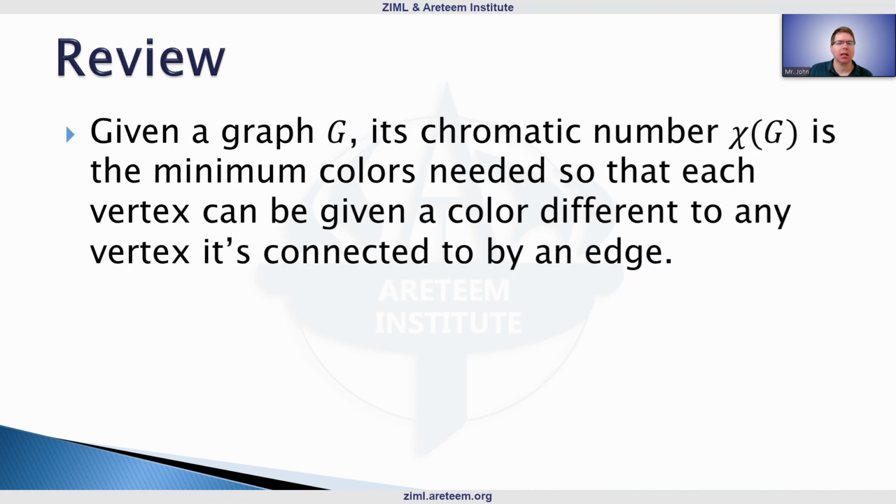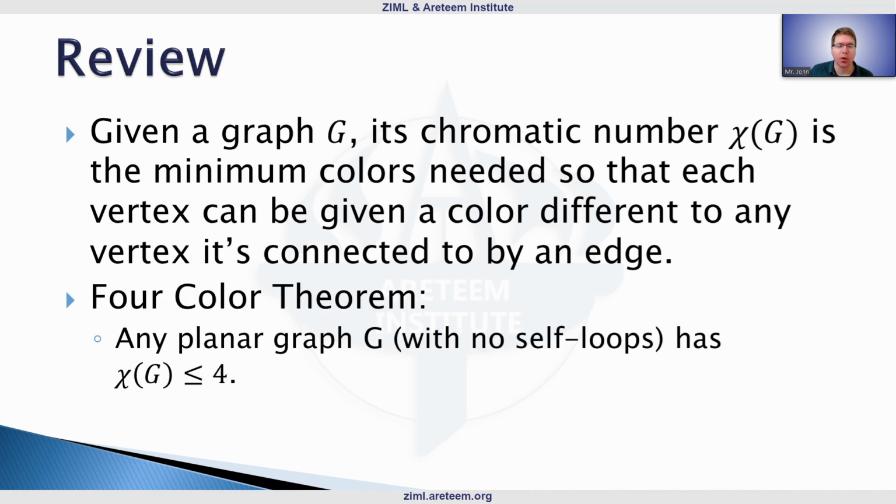Now, given a graph, where do the coloring things come in? Again, this is nothing new, but I just want to start introducing those terminologies. Chi of G is the minimum colors needed so that each vertex can be given a color different to any vertex it's connected to by an edge. And in this way, we can state the four color theorem as a statement about this chromatic number. The four color theorem says any planar graph G.